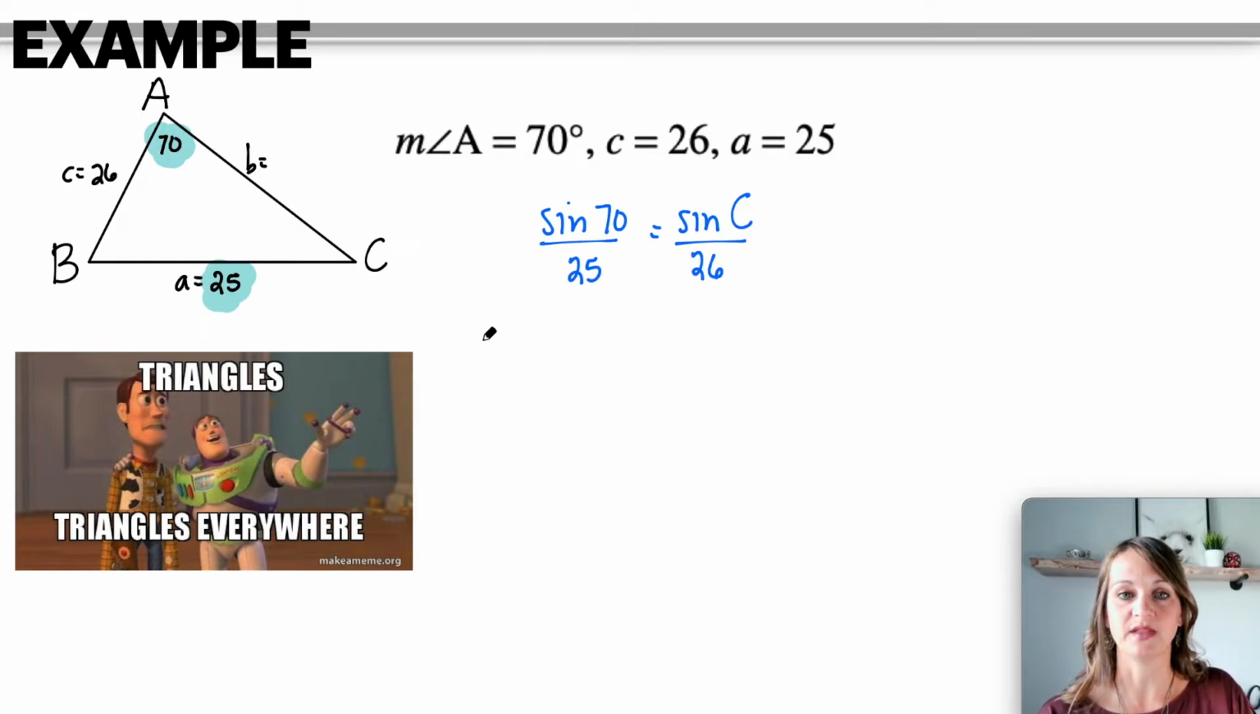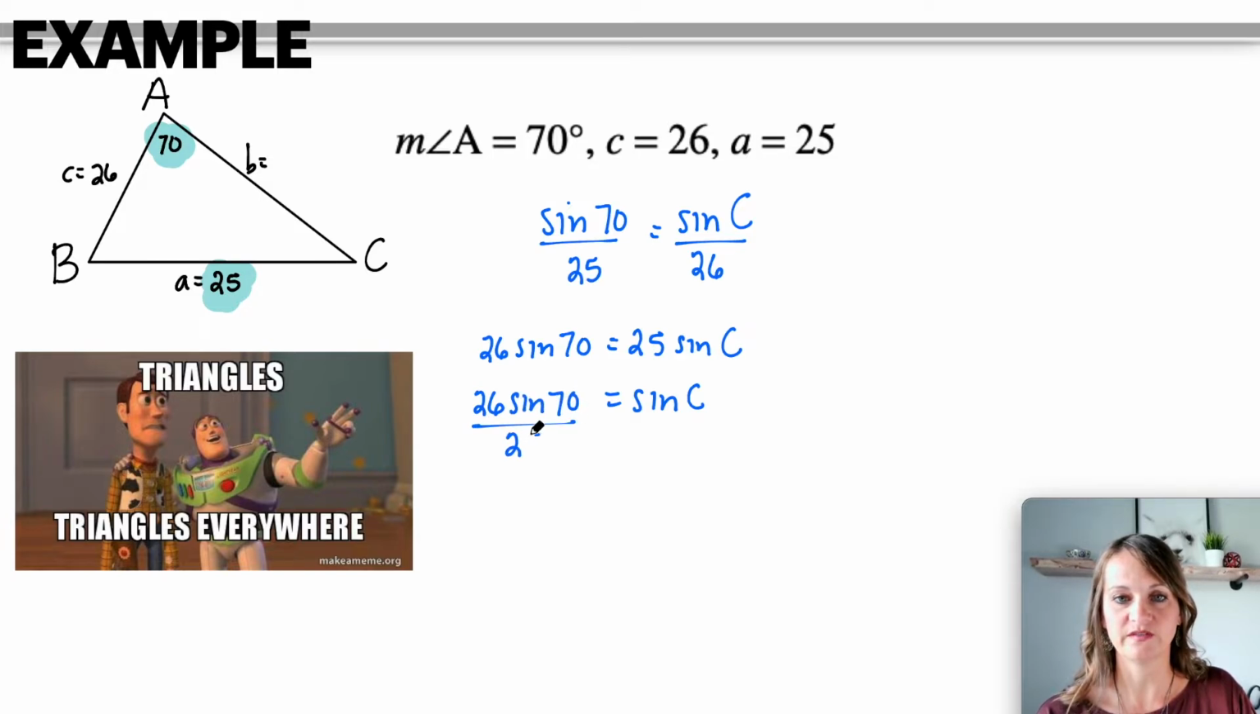So to cross multiply, I'll get 26 sine of 70 equals 25 sine of C. So to solve for sine of C, we're going to divide. Now, you cannot divide by sine because that angle is attached to that trig function. So the first thing you need to do is find what this is as a decimal, and you will get 0.9773. I'm going to use a couple of decimal places, because the more decimals you use, the more accurate your angle is going to be.